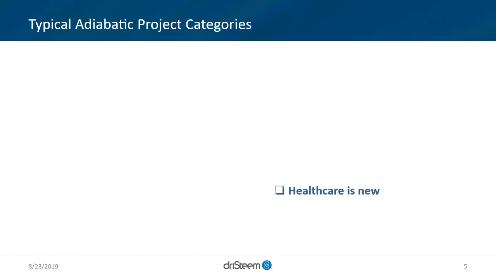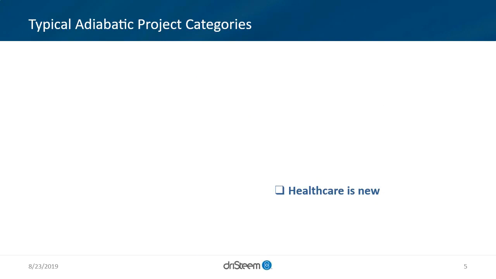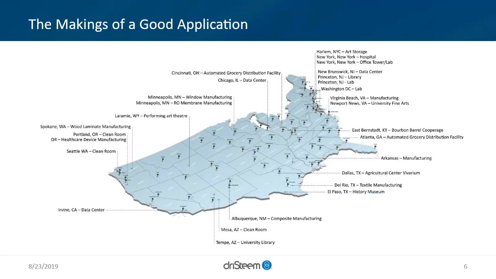Let's see. So, typical adiabatic project categories. It doesn't look like it's showing here. I'm having some difficulties on this slide. Sorry for this as I'm working through this Showtime platform here; it looks like something is not going right.